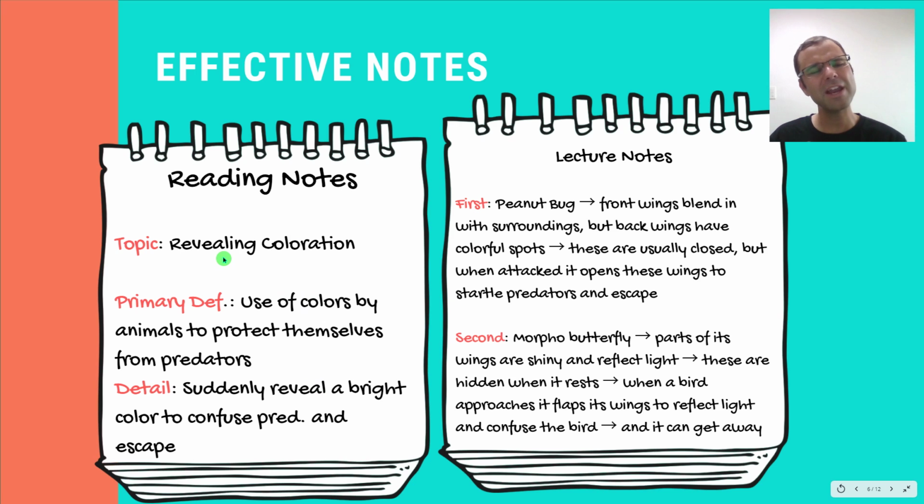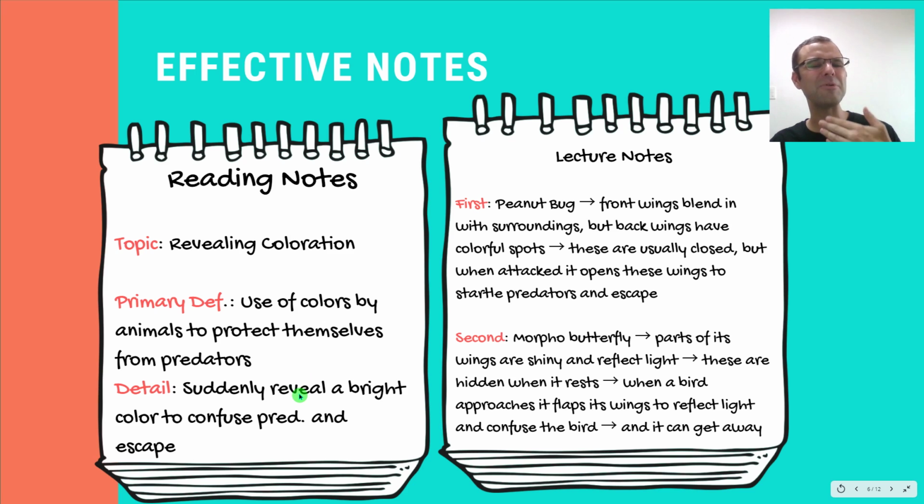First, I just made a quick note about the main topic of the reading. This might even be stated in the title of it. I noted that the topic is revealing coloration. That's all I need at first. Next, I made a note of the primary definition, and that comes at the beginning of the reading usually. And I noted that the primary definition of this is that revealing coloration is the use of colors by animals to protect themselves from predators.